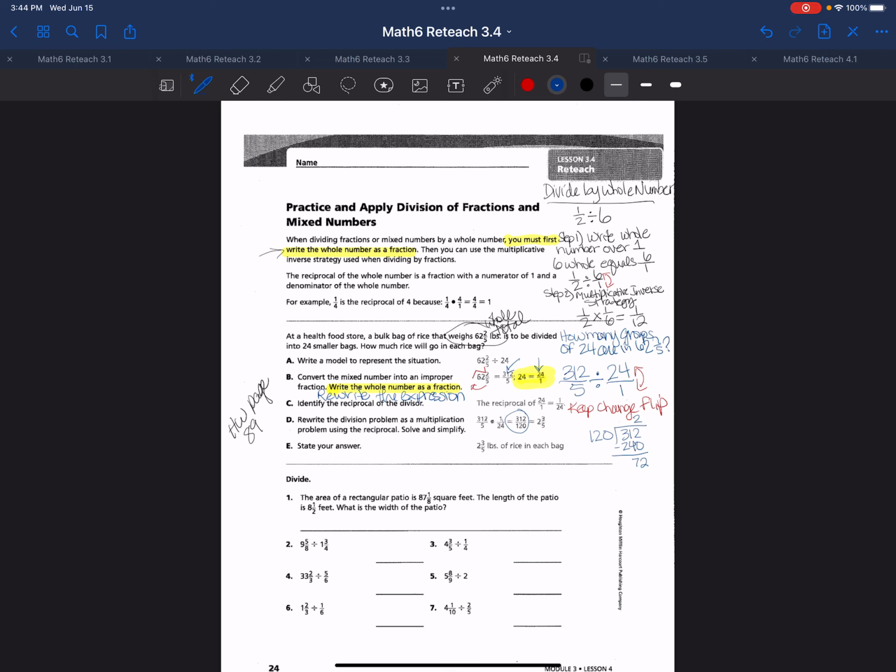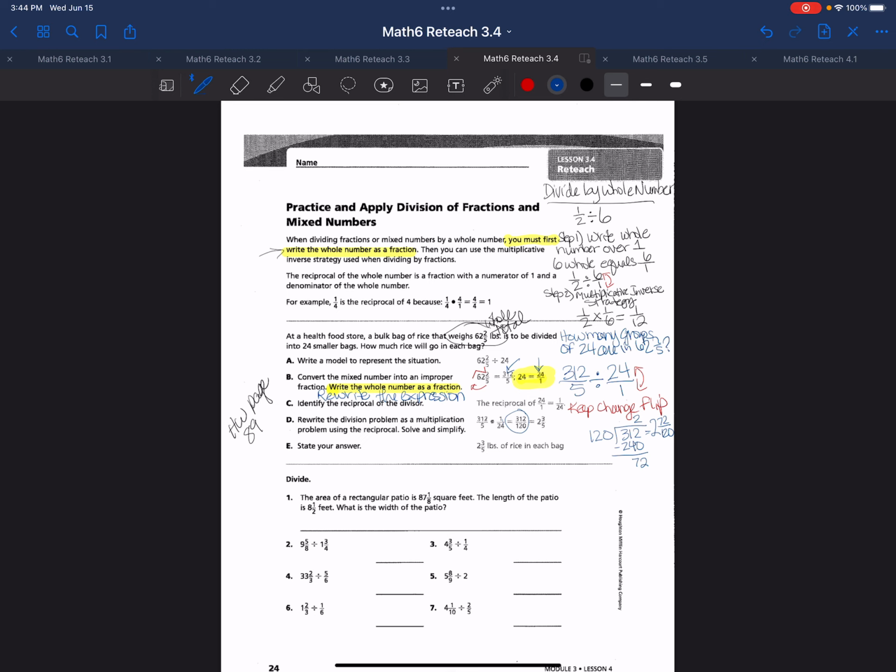So then the fraction I would get here is 2 and 72/20ths, and they divided those both by 24 to get 2 and 3/5 as their answer. So 2 and 3/5 of rice in each bag. All right, let's go on to the next sample problem.